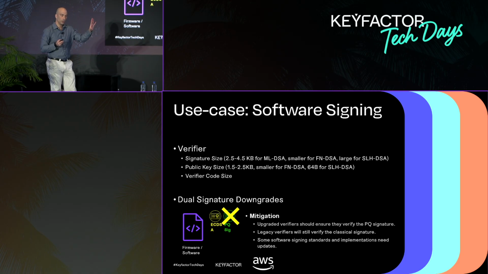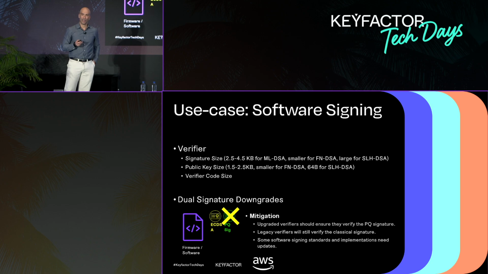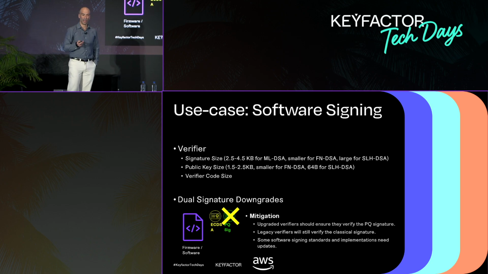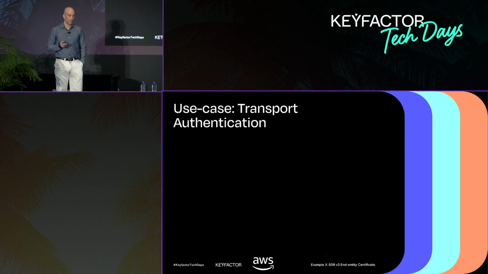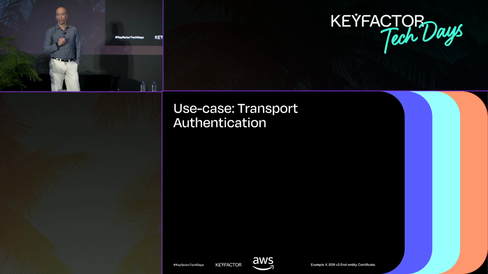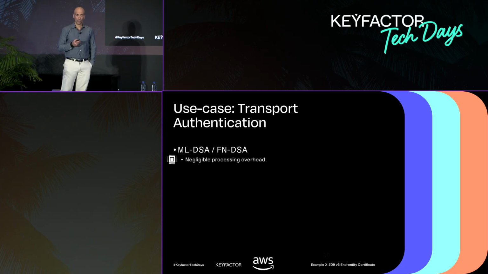So that was the first use case, a unique downgrade type of concern that we need to be careful about. Okay, so the next set of use cases had to do with transport authentication. This is very typical. A lot of folks have talked about it, and we understand it well.